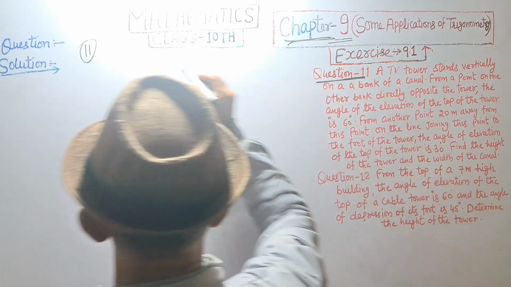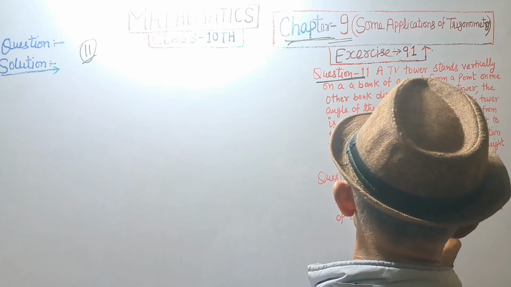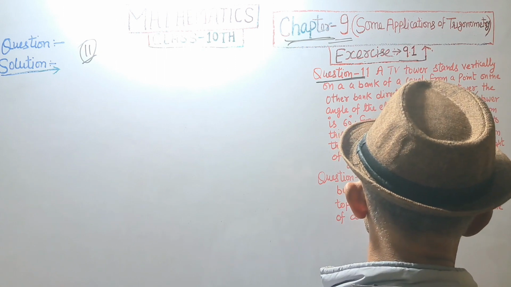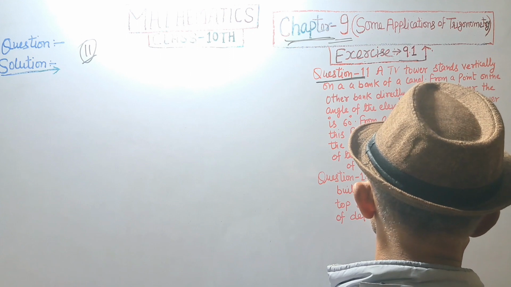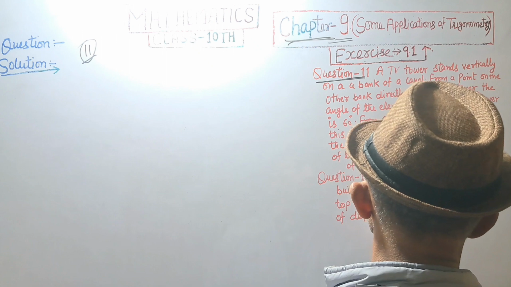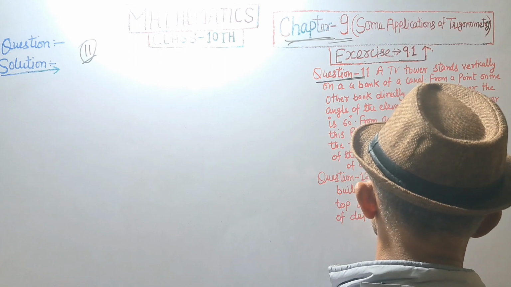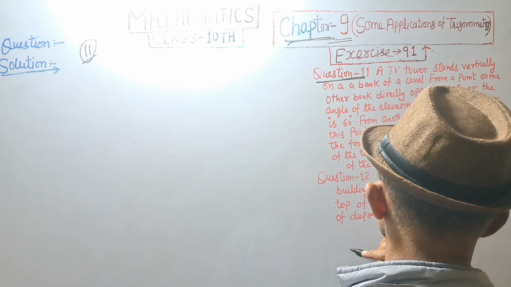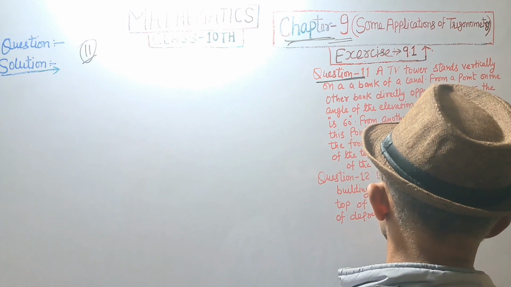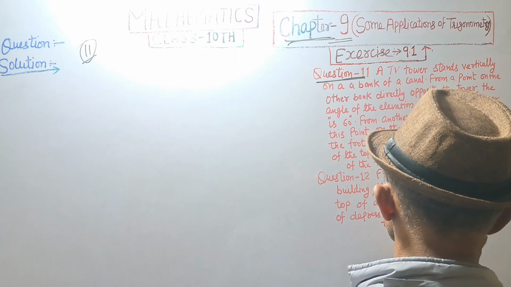Question number 11. A tower stands vertically on a bank of a canal. From a point on the other bank directly opposite the tower, the angle of elevation of the top of the tower is 60 degrees. From another point 20 meters away from this point on the line joining this point to the foot of the tower, the angle of elevation of the top of the tower is 30 degrees. Find the height of the tower and the width of the canal.